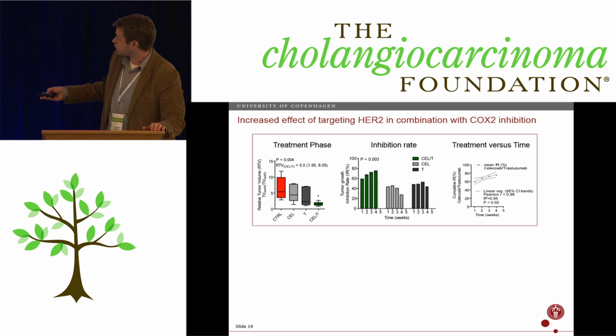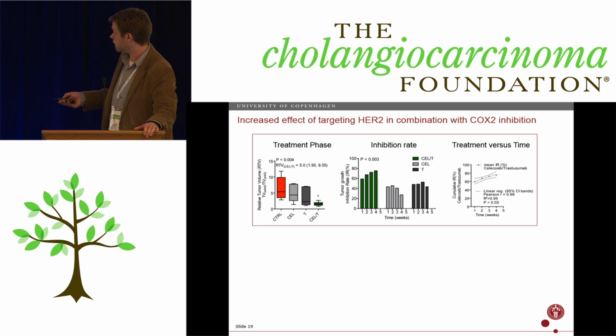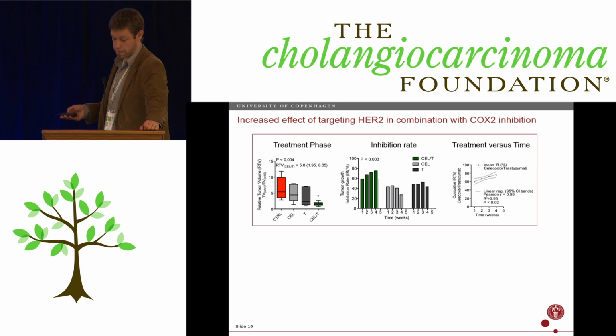Here you can see the control, celecoxib, trastuzumab, and the celecoxib-trastuzumab combination, and totally the combination is a really very homogeneous group compared to the other single arms, as well as the control that has much more variability in the tumor size. We analyzed the inhibition rate over the 4 weeks of treatment, and only for the celecoxib-trastuzumab group do we see an increasing trend of the treatment effect, whereas for the 2 single drugs, celecoxib or trastuzumab in black, we see either a flat or downtrending effect of the initial effect seen by treatment.